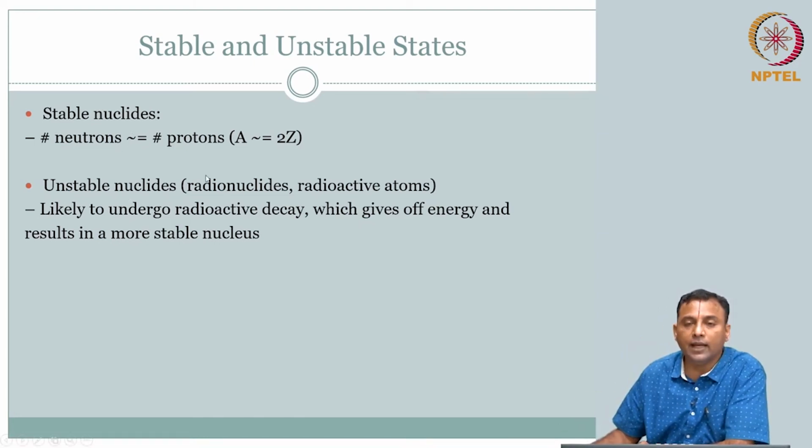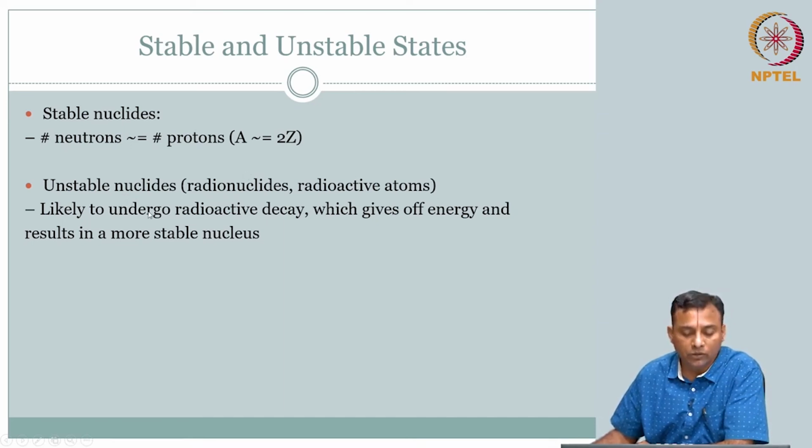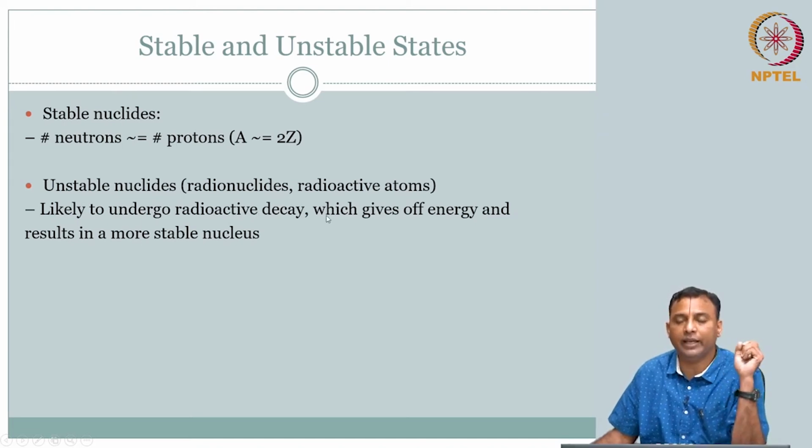Unstable nuclides are called radionuclides. If it's a radionuclide, then that atom is called a radioactive atom. Why is it unstable? Because statistically it is likely to undergo a radioactive decay. It is in an energy state where it is not stable, so it will give out some energy and come back to a stable state. So stable nucleus means it is going to have this proportion. Okay, so unstable nuclides, stable nuclides. These are the 2 states that are there.